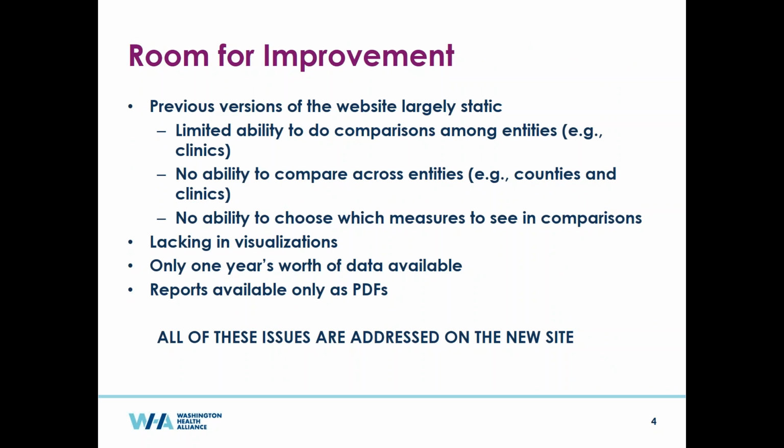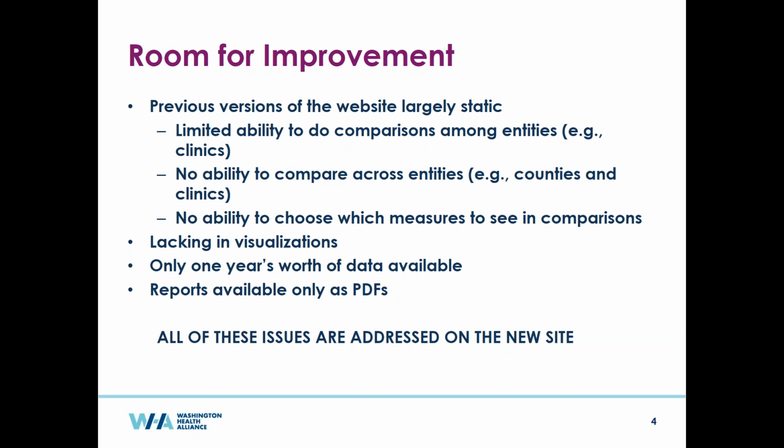Previous versions of our website were largely static. You had limited ability to compare among entities. You couldn't really compare across entities, such as counties and clinics, at the same time. You had no ability to choose which measures to see in comparisons. There were really no visualizations. There was 1 year's worth of data available, and reports were available only as PDFs. All of these issues are addressed on the new website.